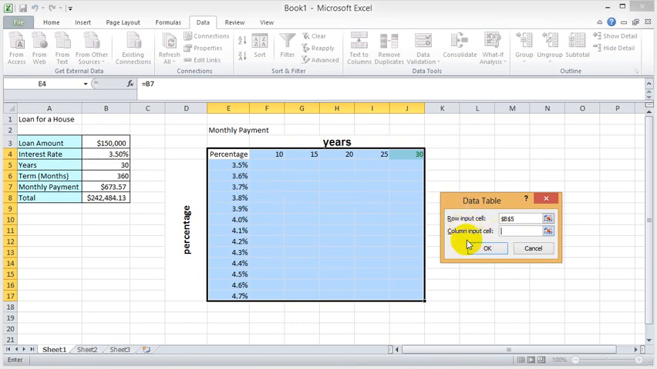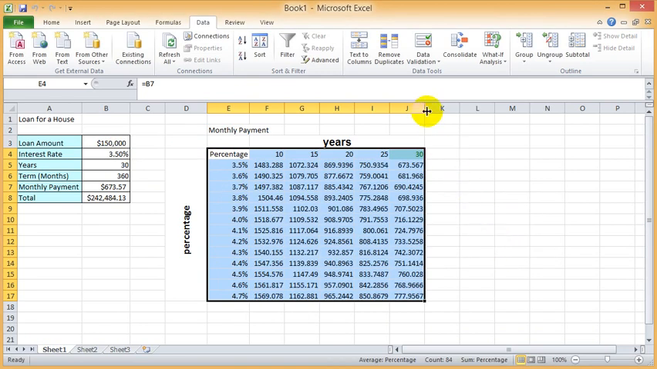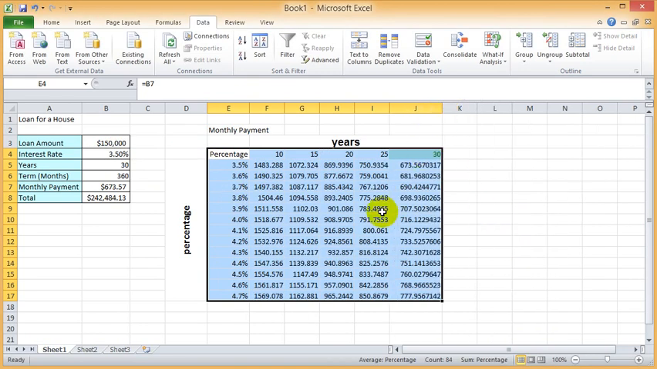Row, and you have years in the row, so we say years. Column, what do you have in the column? In the column, I have the percentage right here. The percentage is in a column, therefore, because that's the variable that we're going to use, we'll say interest rate is right here, that's what we're going to use, and there is your monthly payment.